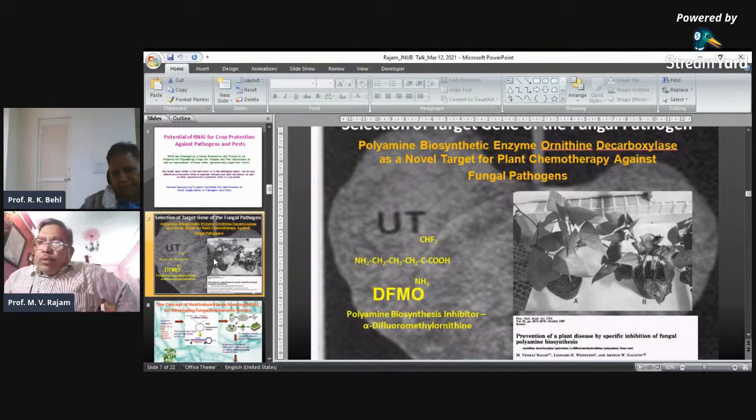Several years ago, I did very significant work at Yale University. There, we targeted the polyamine biosynthetic enzyme ornithine decarboxylase, which served as a novel target for plant chemotherapy against fungal pathogens. In other words, we used a specific inhibitor of the ornithine decarboxylase enzyme, that is difluoromethyl ornithine, and by spraying a very low concentration of DFMO onto pinto beans, we could control the pinto bean rust, that is Uromyces phaseoli, very, very effectively.